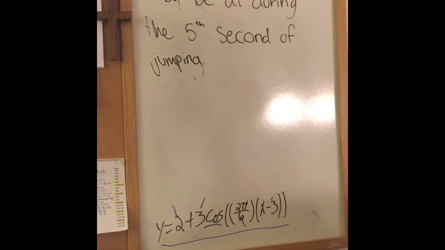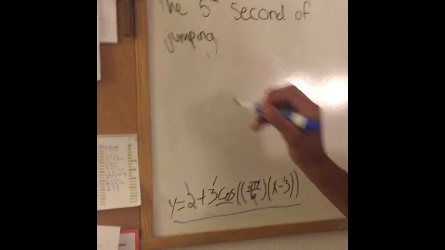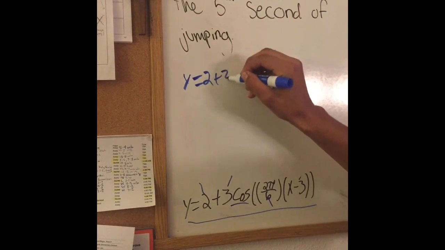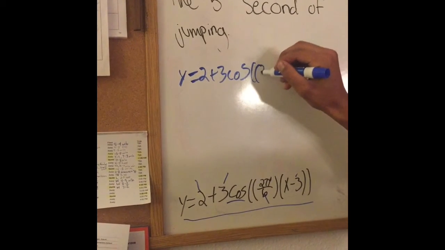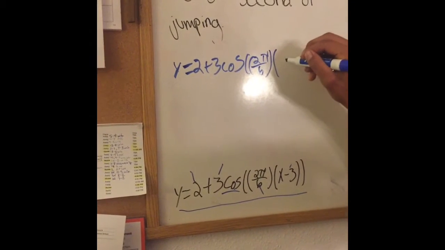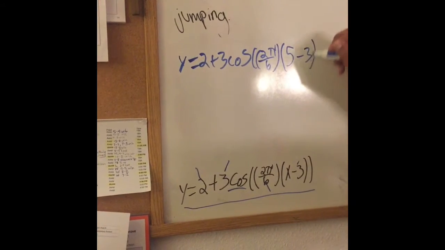So here's a problem that we made. At what height would Trey be at during the 5th second of jumping? So what we're going to do is take y equals 2 plus 3 cosine, double parentheses, 2 pi over 6, and then you input 5 minus 3 for x.